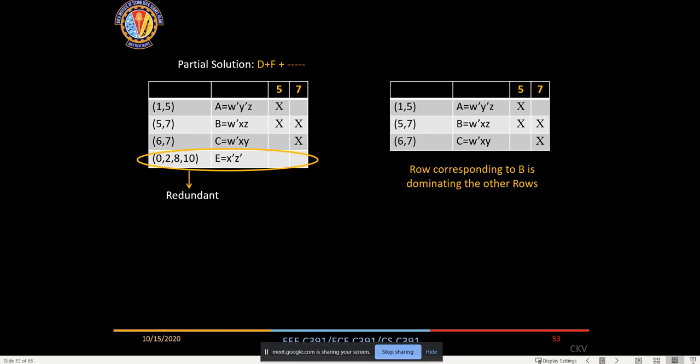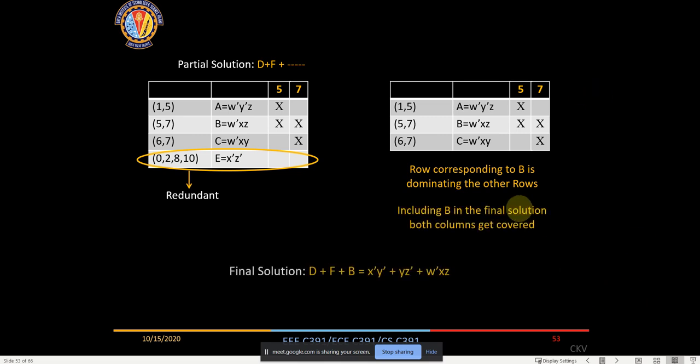Sir, I'm getting confused here. Is B an essential prime implicant or not? If you go a little forward, it will show the final expression. Actually, it is, because it is dominating here. We are taking it as a prime implicant for this particular solution. I know it is a bit confusing because it has got two minterms, but it's a prime implicant. You can take it that way.